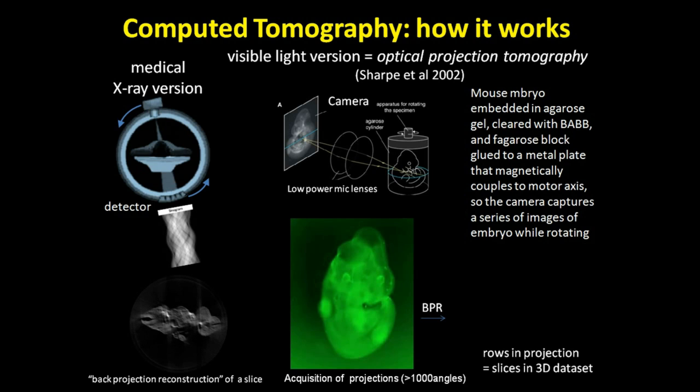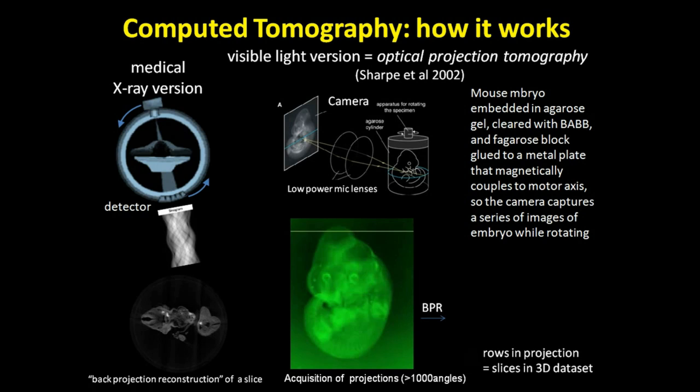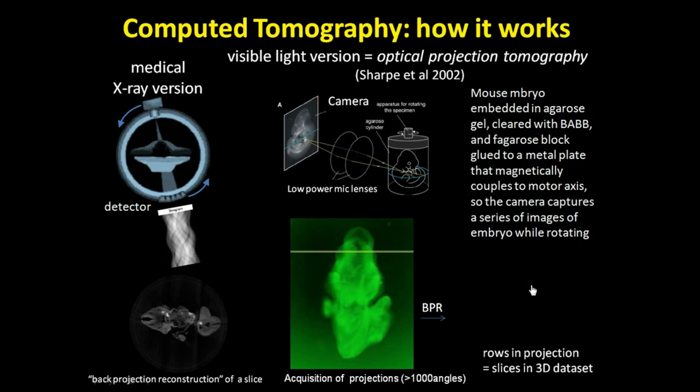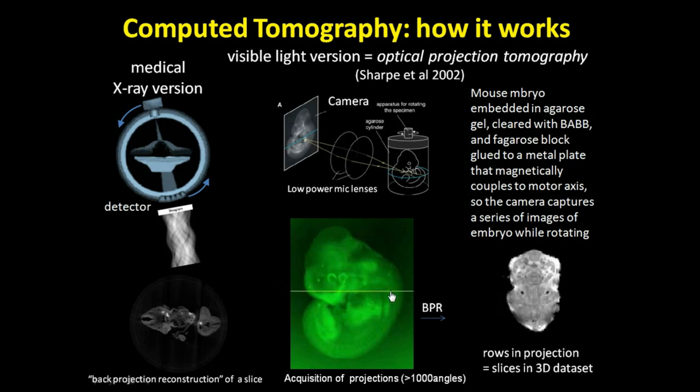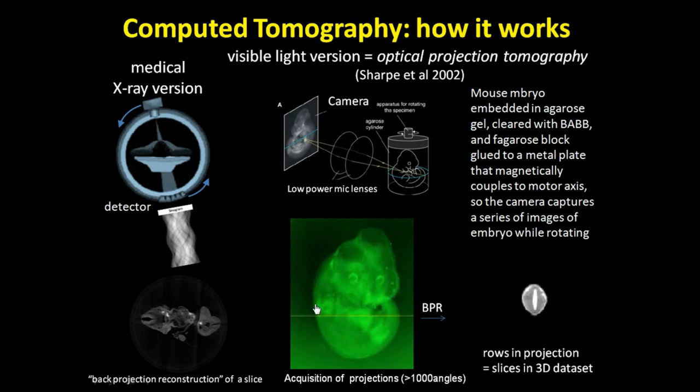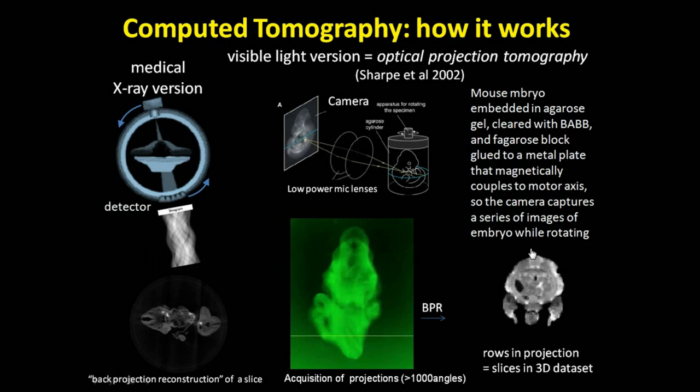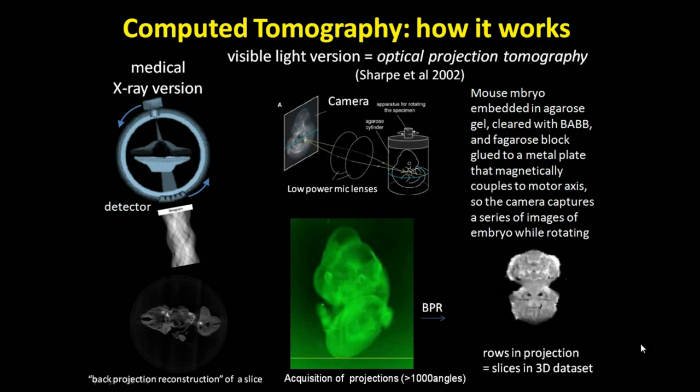Now the visible light version, which James Sharp introduced in 2002, was based on the same principle, but we can take advantage of one thing: we can use cameras. Instead of imaging line by line, we can image a full mouse embryo, as you see in this case here, and then do the same process of back projection reconstruction, where each one of these lines you see here, along the video of the embryo rotating, becomes a section, a virtual section through the embryo. It's exactly the same principle.